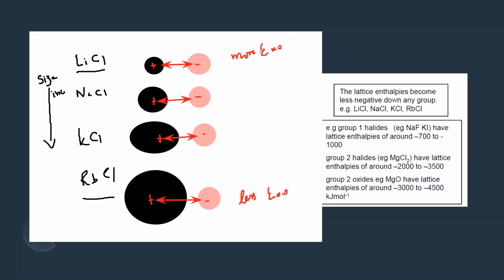Because the ions are closer, tightly packed together, a greater amount of energy is released when these ions come closer to each other. So to separate them, we need a greater amount as well.